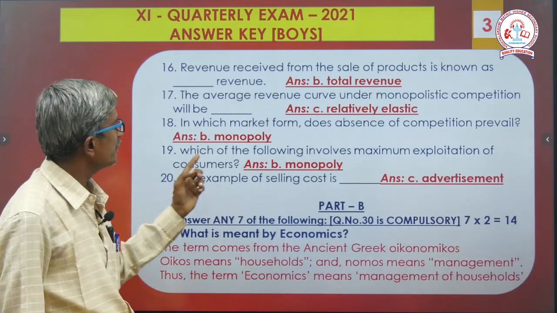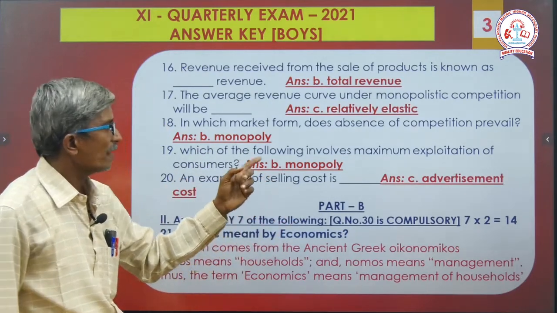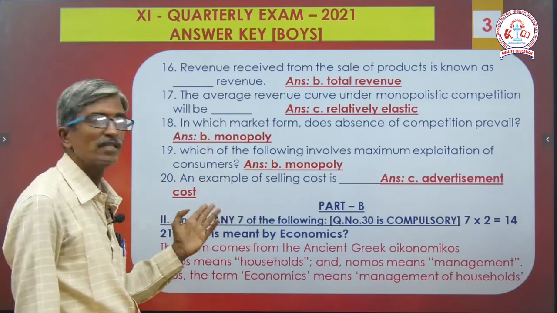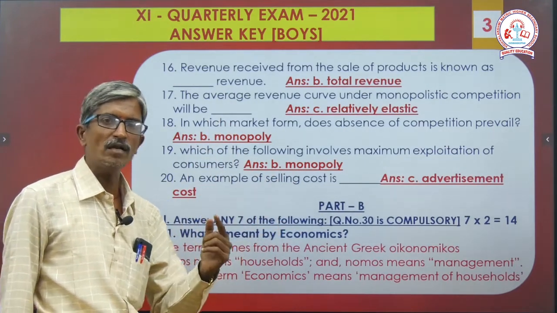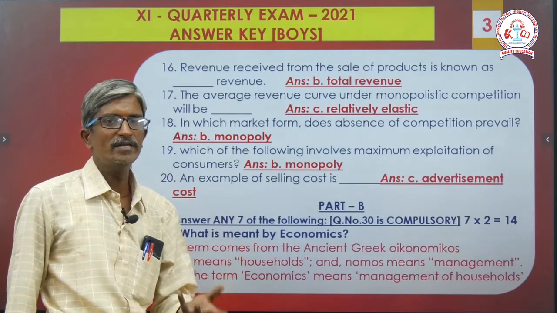Next. In which market form does absence of competition prevail? Monopoly. Because there is a single manufacturer or single producer. ஒருத்தர் மட்டும்தான். Example Indian Railway சொல்லலாம்.